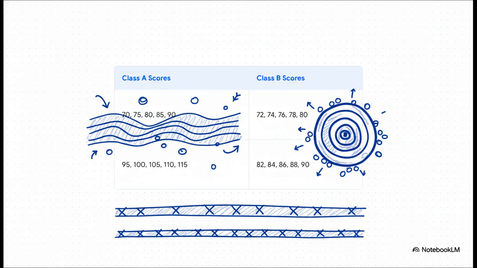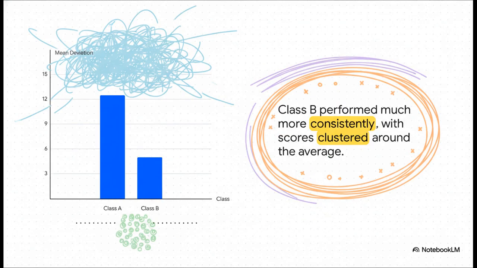All right, check this out. We've got two different classes that took the same math test. You can see right away that Class A scores are all over the place, from a 70 all the way up to a 115. But Class B, their scores are packed together much more tightly. So let's see what the mean deviation has to say. And wow, the results couldn't be clearer.